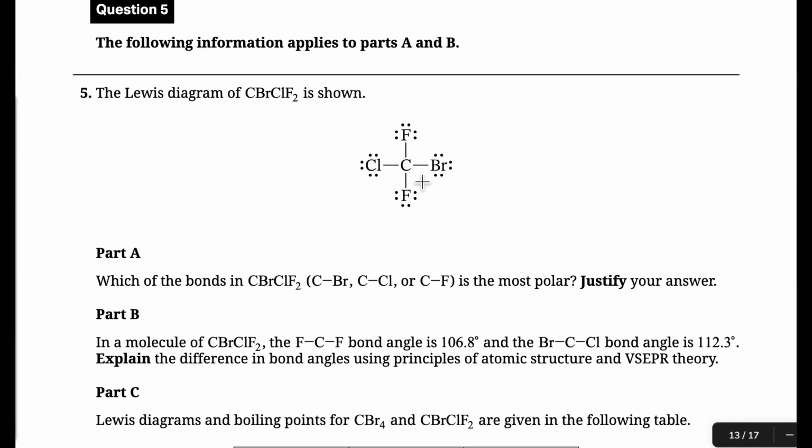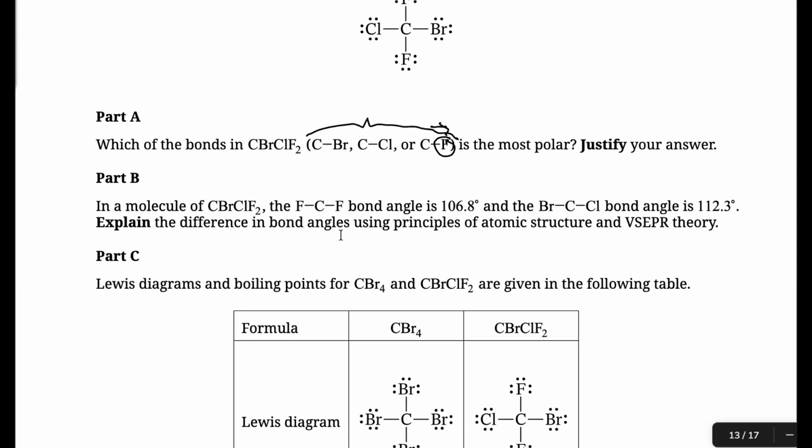Question 5 says the Lewis diagram of CBrClF2 is shown. Which of the bonds is the most polar? Justify your answer. So out of these three bonds, all we need to see is which of these elements, Br, Cl, or F, is the most electronegative. The most electronegative out of these elements is F. And because F is the most electronegative, it's going to pull electrons the most towards itself, making that bond the most polar.